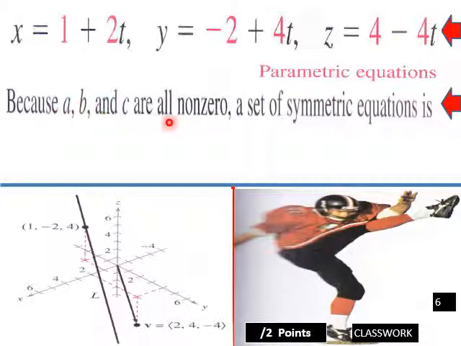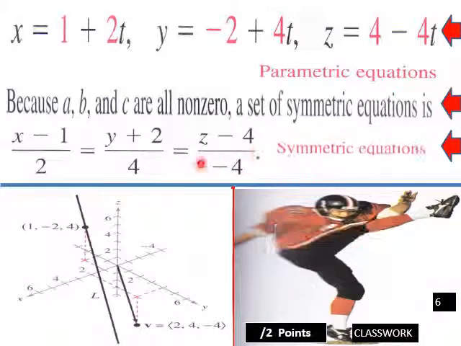Because A, B, and C are all non-zero, a set of symmetric equations is X minus 1 over 2, Y plus 2 over 4, and Z minus 4 over negative 4. So these are the symmetric equations, versus the parametric equations, which are up here.